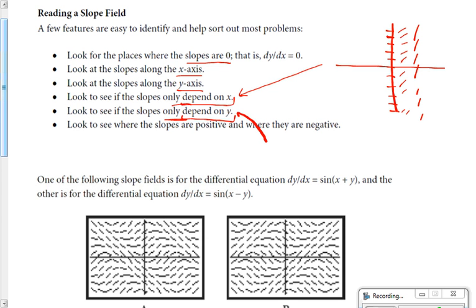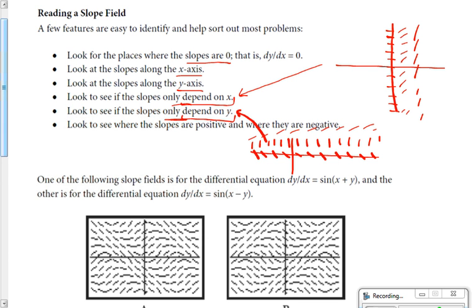And the same idea with slopes that only depend on y. If the x is gone, all you care about is the y coordinate. So you're going to have horizontal patterns. So at y equals 0, you might have a slope of -1. At y equals 1, you might have a slope that's trying to be vertical. At y equals 2, you might end up having a slope of +1. So you're going to have horizontal bands when the pattern only depends on y. Okay? So look for those things.